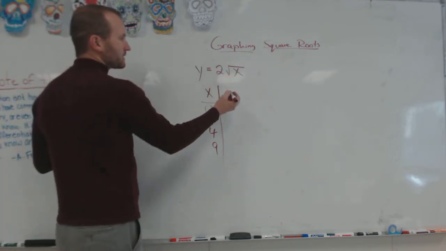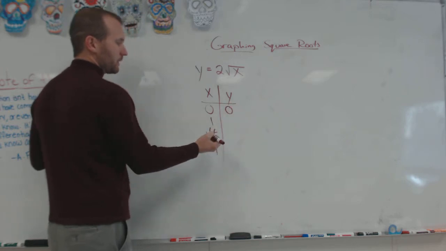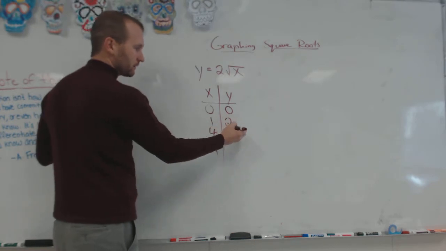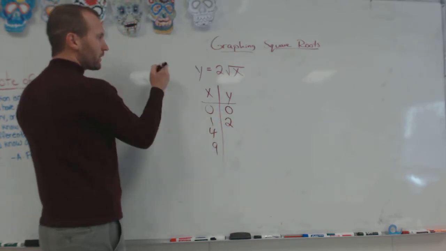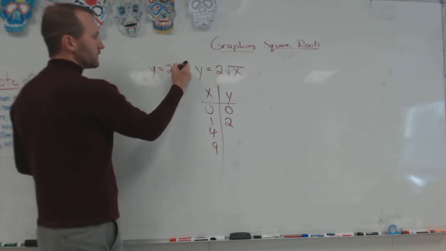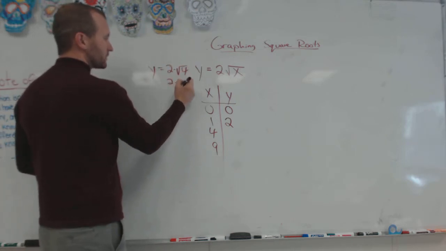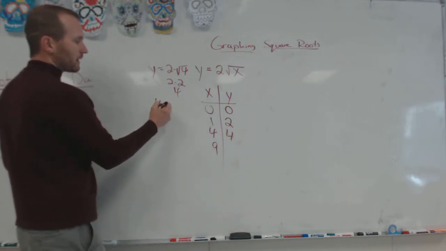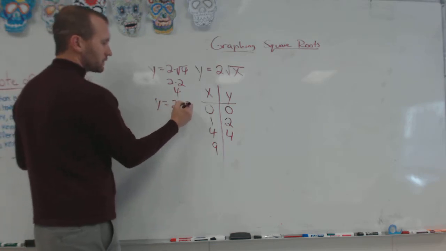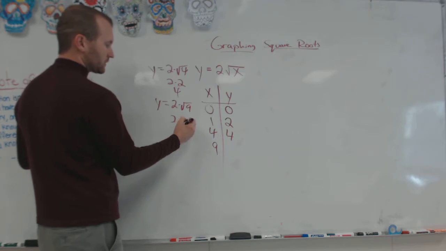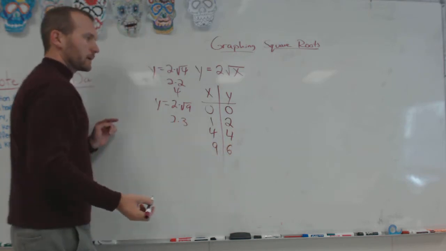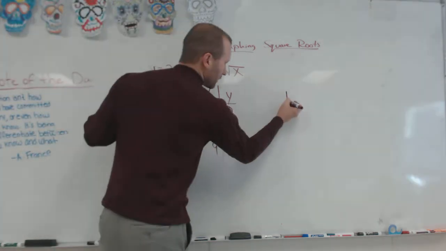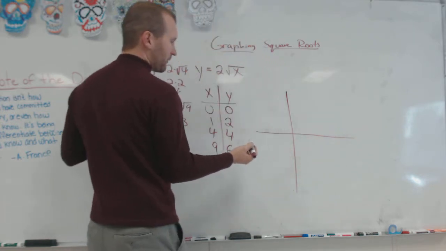But now, if I plug 0 in, I'm still going to get 2 times 0, which is 0. If I plug 1 in, I have 2 times 1, which is 2. If I plug 4 in, I have y equals 2 times the square root of 4, or 2 times 2, which is 4. And if I plug in 9, I have 2 times the square root of 9, 2 times 3, which is 6. Okay. What happened? All these numbers are doubled. They're twice as big.